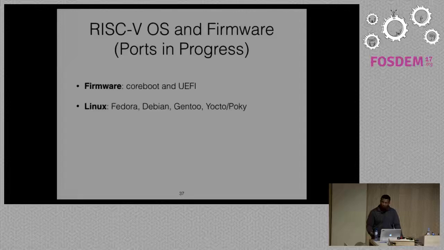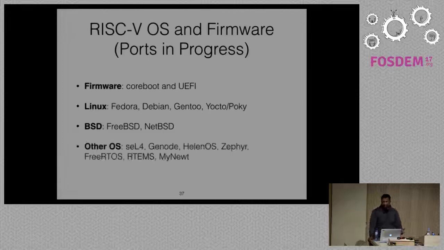It's not upstream yet. We'll have to start pushing that stuff upstream as well. If you're a BSD person, FreeBSD actually has pretty good support for RISC-V. There's a couple things that need to be added, but FreeBSD actually has upstream RISC-V support, which is pretty cool. NetBSD has a port in progress. And there are a number of other operating systems that have RISC-V ports in progress, and these tend to be more embedded operating systems. So seL4, Genode, HelenOS, Zephyr, FreeRTOS, RTEMS, Minix.